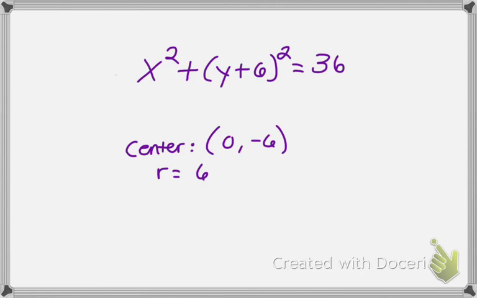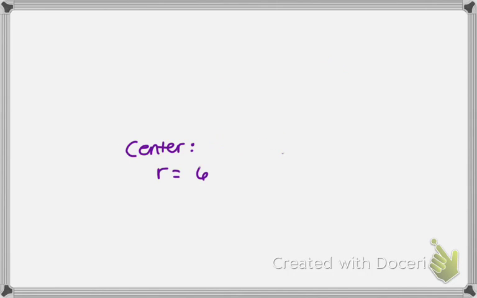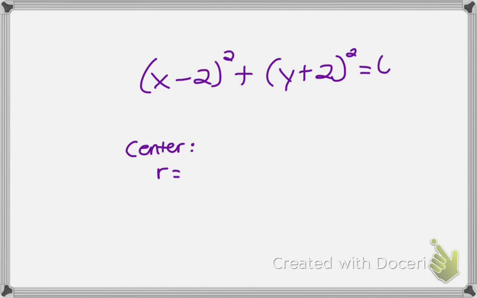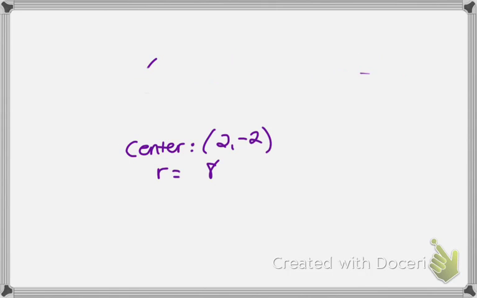Square root of 36 is 6. Nice. If we had (x − 2)² + (y + 2)² = 64, what would be the center? 2, −2. Radius would be 8. Perfect. Okay, so everybody got this?